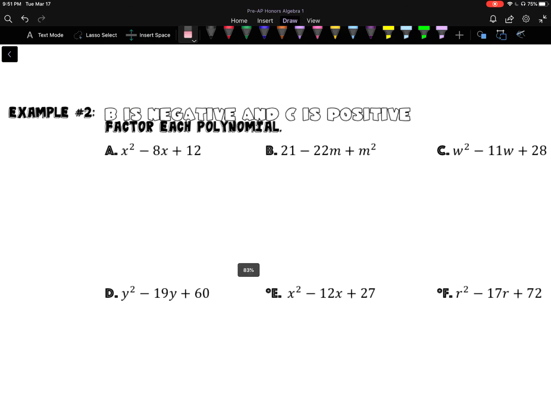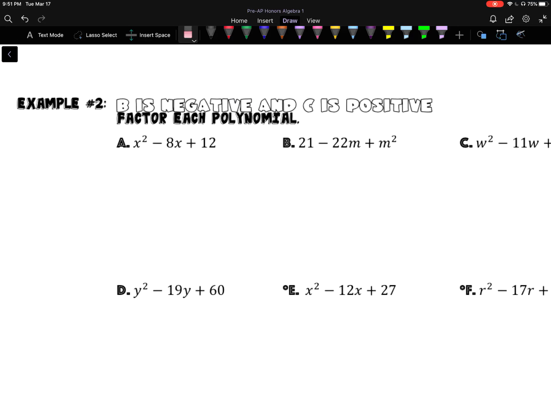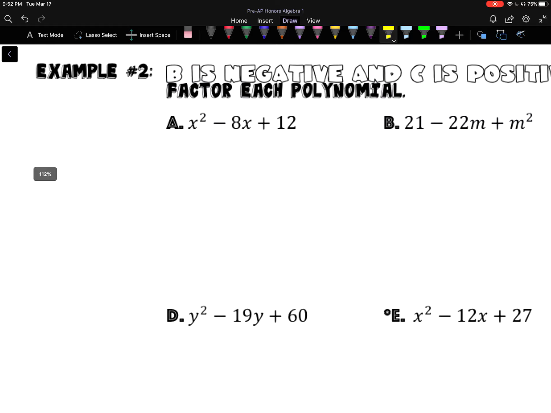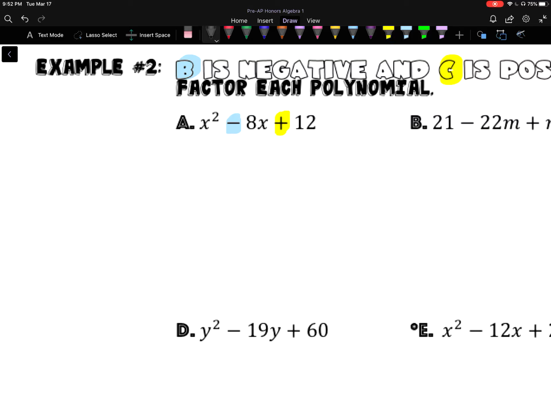Let's talk about what happens when b is negative. So our middle term is negative, and our C term, our last term, is positive. So if we're talking about taking the product of something, we want two things that multiply to a positive 12, but when we add them, we want them to add to a negative number. So the only way to get those two numbers is both of our numbers have to be negative. So when we list out our factors, both of them are going to be negative.